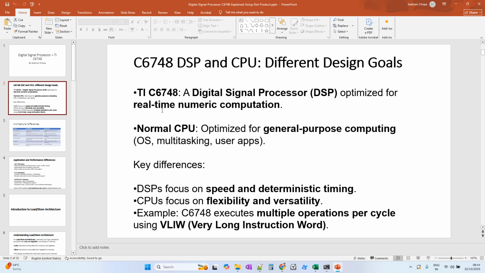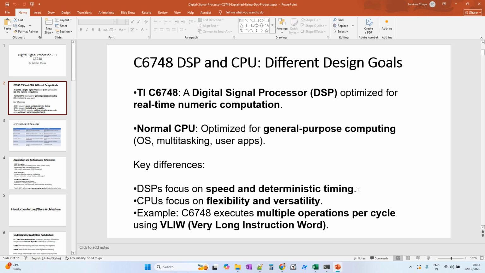A DSP is optimized for real-time numerical computations, like FIR filters, IIR filters, convolution, or matrix multiplication. It is optimized for those things. A normal CPU is for general-purpose computing, like the OS. It is optimized for the OS, multitasking, and user apps. For that purpose only it is designed.